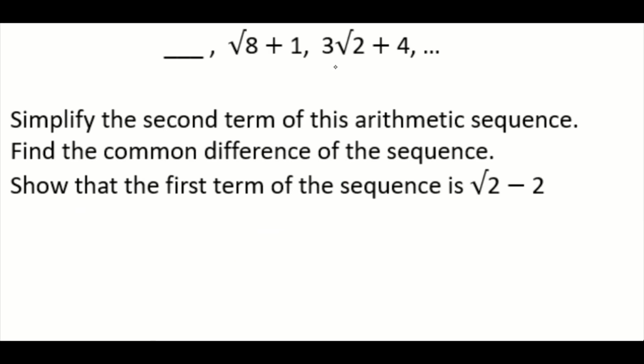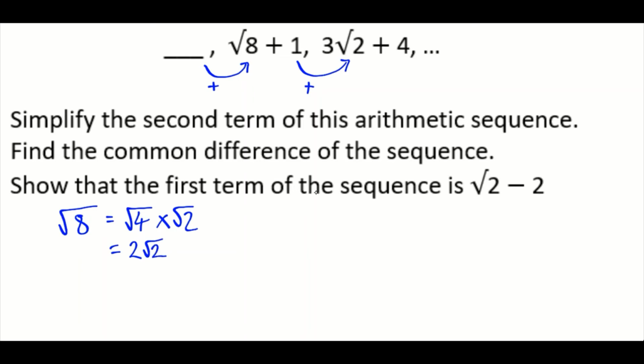Okay, so this one's a bit harder, but still you have to think about what do we add on each time, because it does say it's an arithmetic sequence. Pause the video and have a go. So √8, well, if you remember from before, if we look for square numbers that go into 8, that's going to be √4 times √2. 4 is a square number, so square root of 4 is 2, so √8 is 2√2.